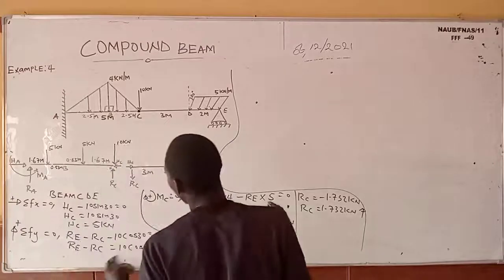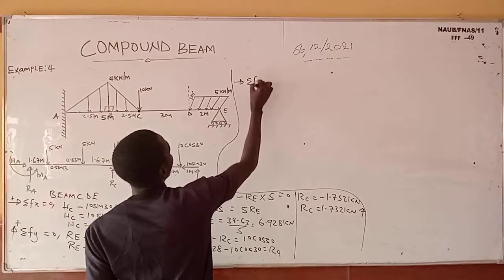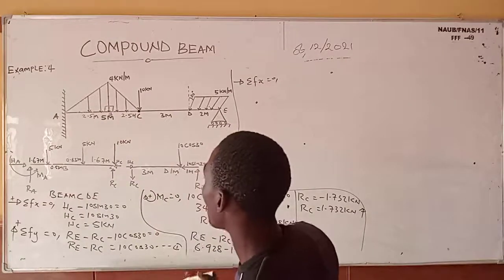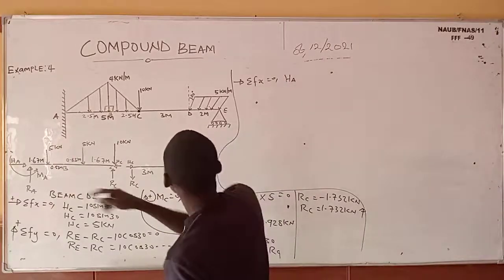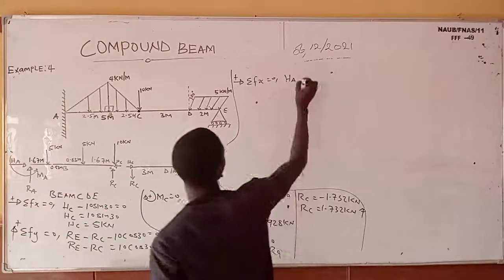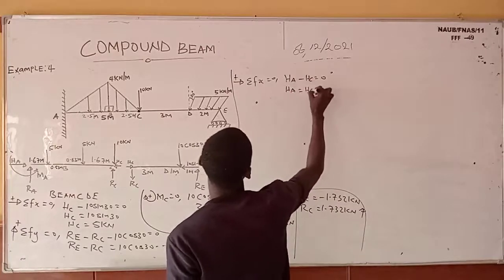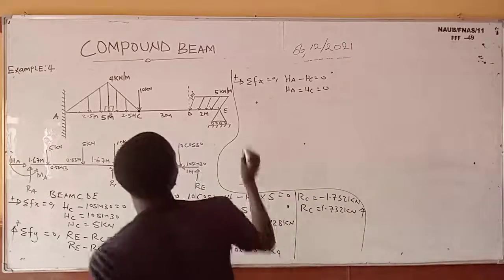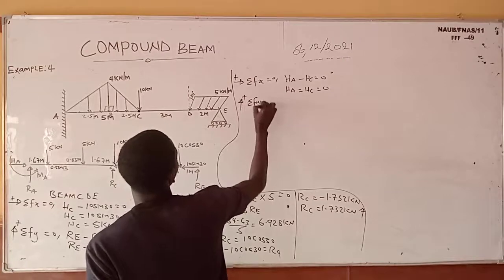We still start with horizontal force. Summation of horizontal force equals 0. Do we have any horizontal force there? Yes, we have HA. HA is going in the same direction as this positive. This one is negative. HA minus HC equals 0. It means HA equals HC. Both of them equal 0.